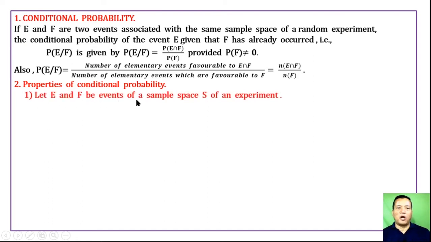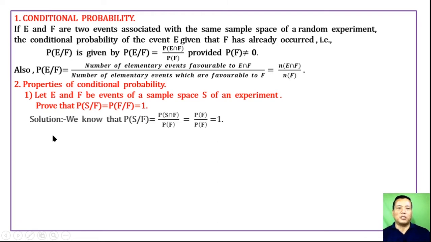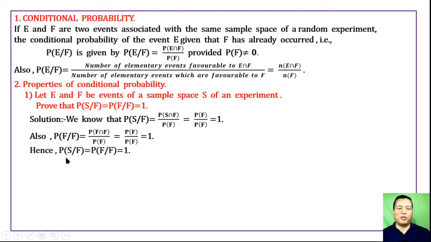Let E and F be events of a sample space S of an experiment. Prove that P of S given F is equal to P of F given F equal to 1. We know that P of S given F is P of S intersection F by P of F. S being a superset, S intersection F is F, so P of F by P of F is 1. Also P of F given F, by definition, is P of F intersection F divided by P of F. F intersection F is F, which is P of F divided by P of F, which is 1. Hence, P of S given F equals P of F given F equals 1.